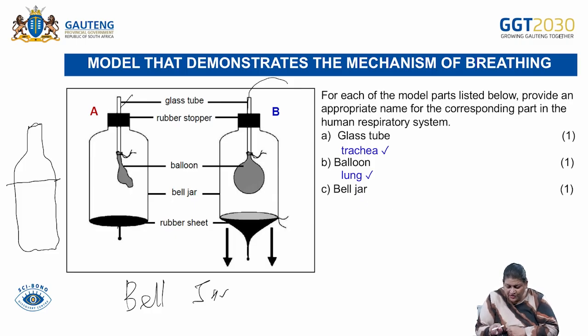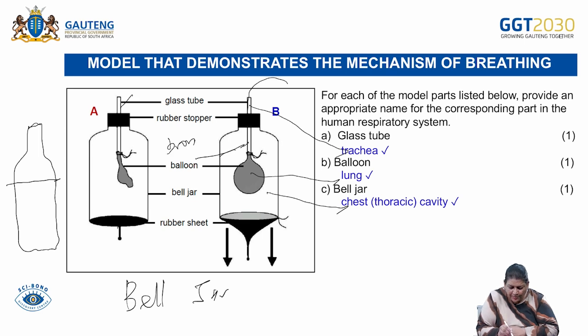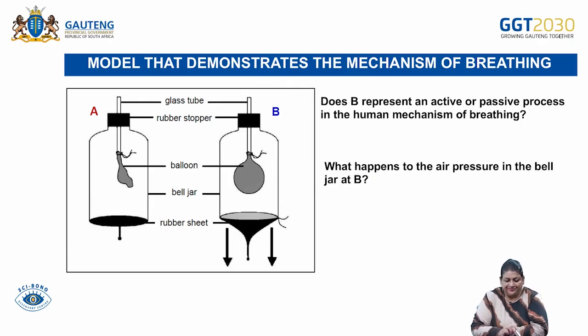So that is going to be our thoracic cavity, okay? So that's going to represent the thoracic cavity. That balloon is going to represent the lung, and that is going to represent the trachea. And this one here is going to represent our bronchus. All right. Now, what does the rubber sheet represent? So this rubber sheet represents our diaphragm, which is going to move down when you inhale and up when you exhale.